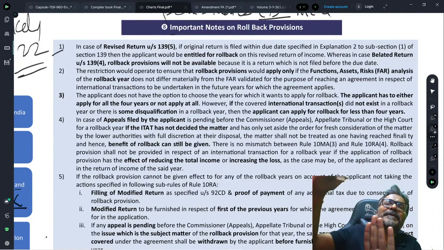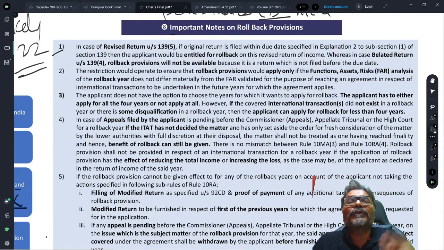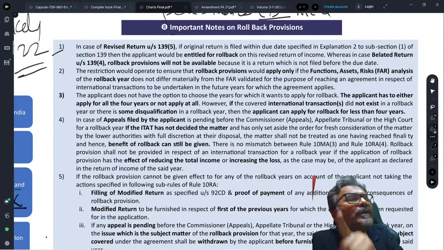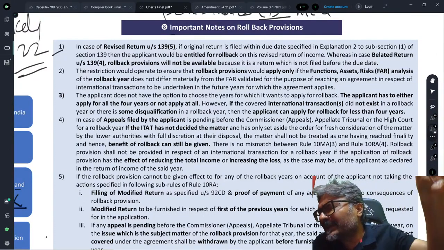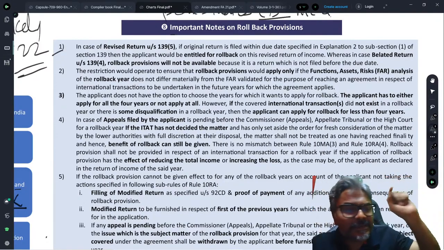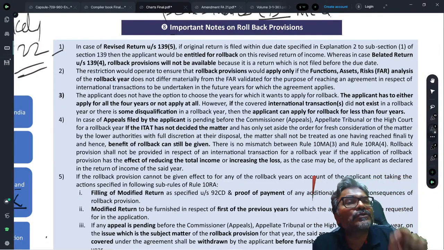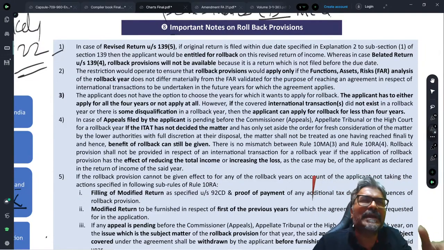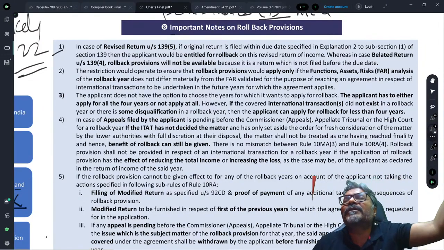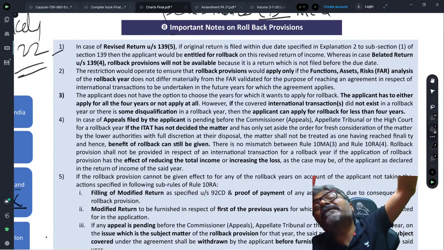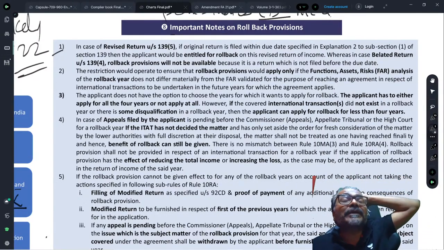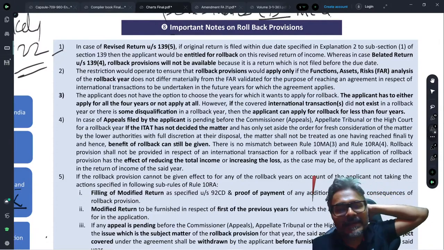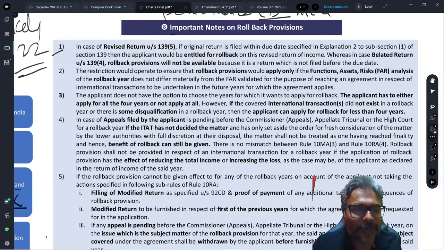The revised return steps into the shoes of the original return. So if your original return is under 139.4, the same will be the character of your revised return. But if the original return is under 139.1, the same will also be the character of your revised return. So in that case, if my original return was under 139.1, thereafter I have made the revised return for that rollback year, will I be getting the rollback benefit for that particular year? The answer is yes. I shall be getting the rollback benefit for that particular year.